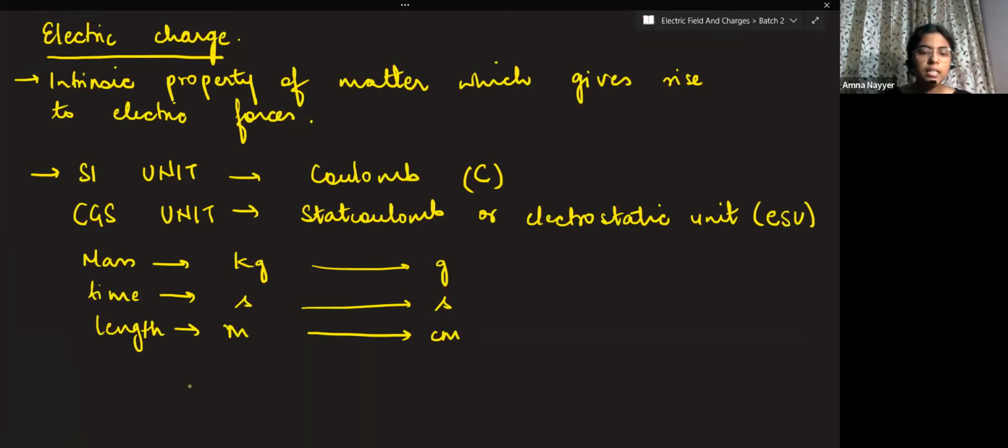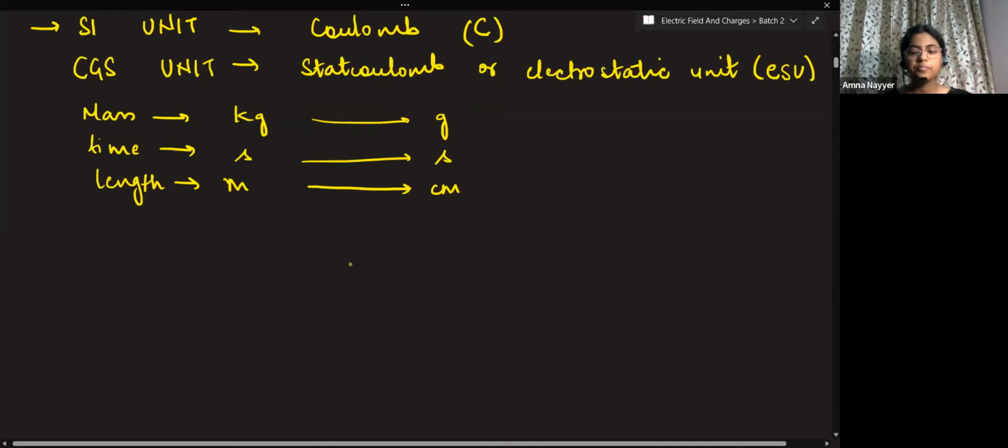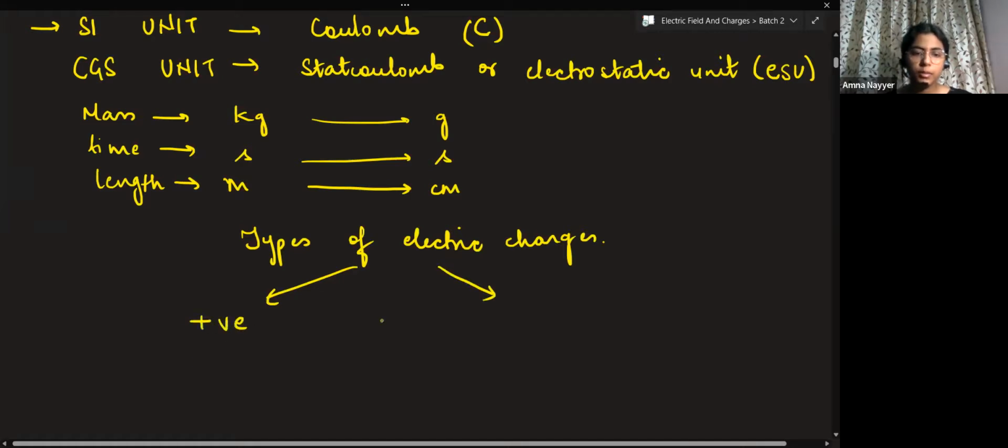Now, as someone told, Hamza, I think, yes, Hamza told positive and negative. So charges are of two types mainly, positive charges and negative charges. If you classify charges, if I write types of electric charges, these are majorly of two types. The first one is the positive charge, the other one is the negative charge. So two types of charges are in nature.